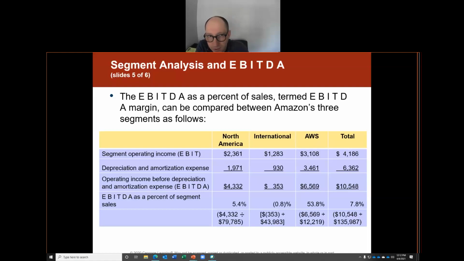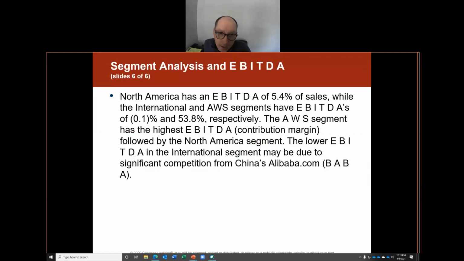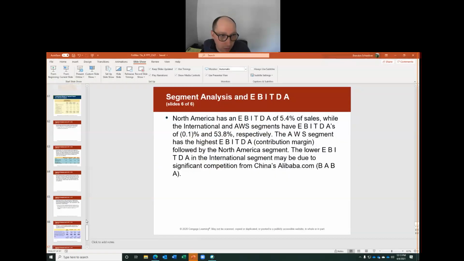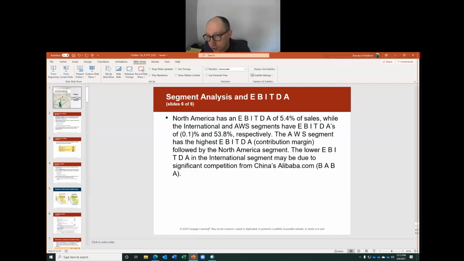It's helpful to know. It's not critical to know, but it's helpful to know, especially as the company is looking at their different segments and looking to grow the company based off of this information. And that, my friends, is the conclusion of variable costing.